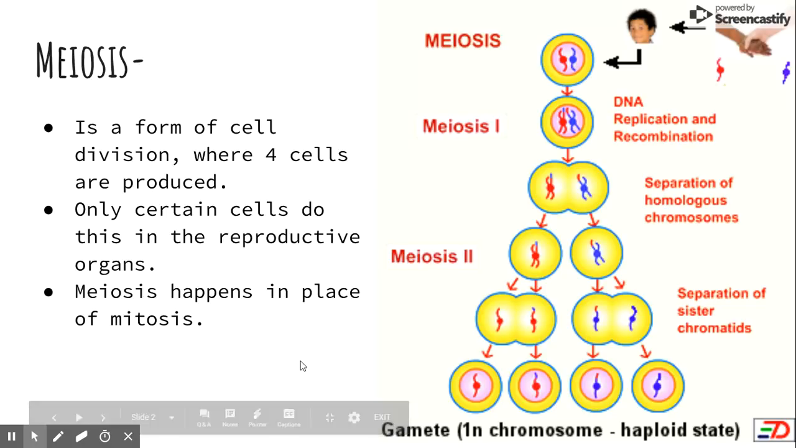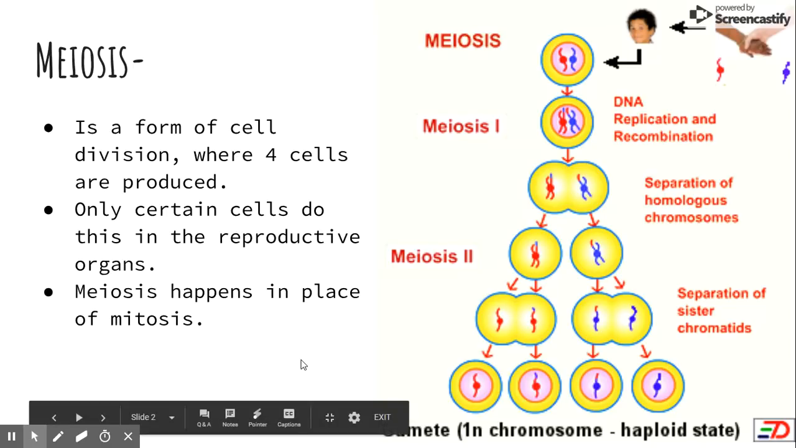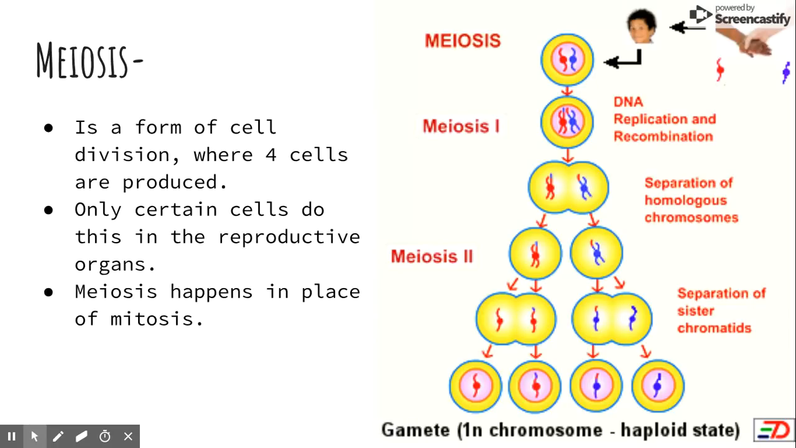And when we're thinking about the cell cycle, we have G1, S, G2, and then we think of mitosis. But what's going to happen when we do meiosis is that it's going to replace mitosis in that cell division cycle. So we're still going to have G1, we're still going to have S, we're still going to have G2, but now we're going to do meiosis instead of mitosis.